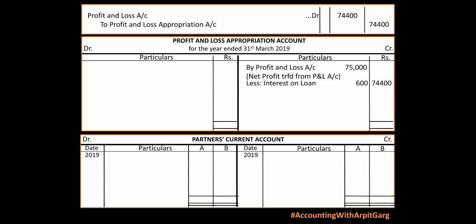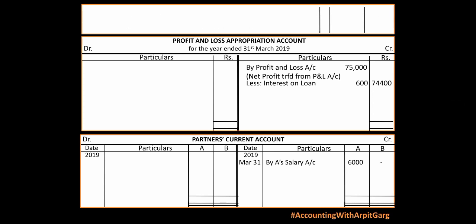Next, the partnership deed provides for the following. A is entitled to a salary of rupees 6,000 per annum. So, salary being our expense will be debited. So, A's salary account debit to A's current account rupees 6,000. Then this will be transferred to A's current account as by A's salary rupees 6,000. Then closing entry profit and loss appropriation account debit to A's salary account.